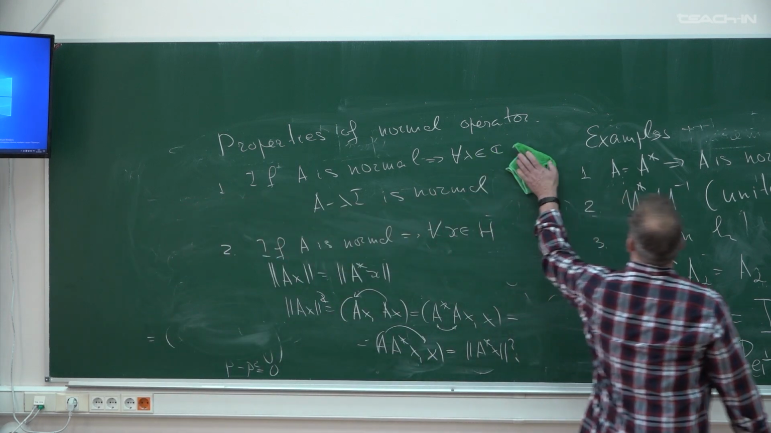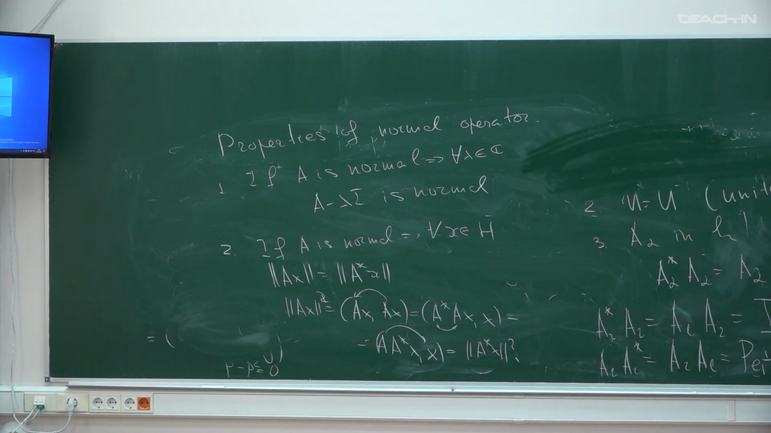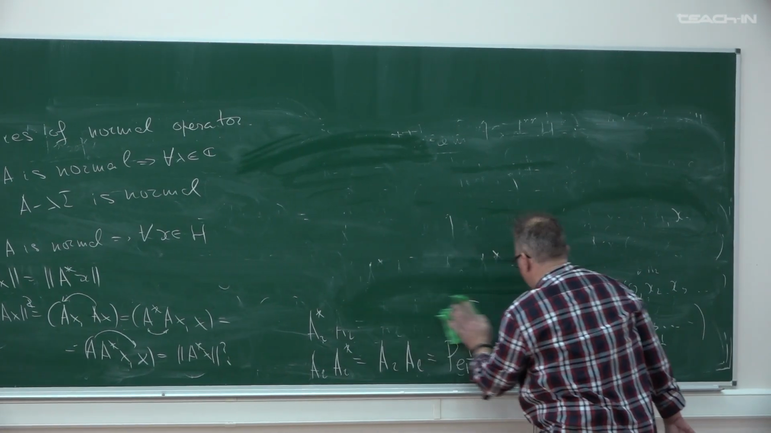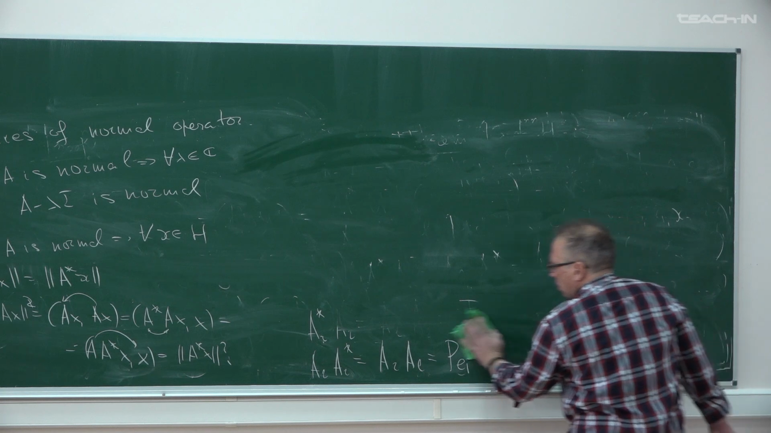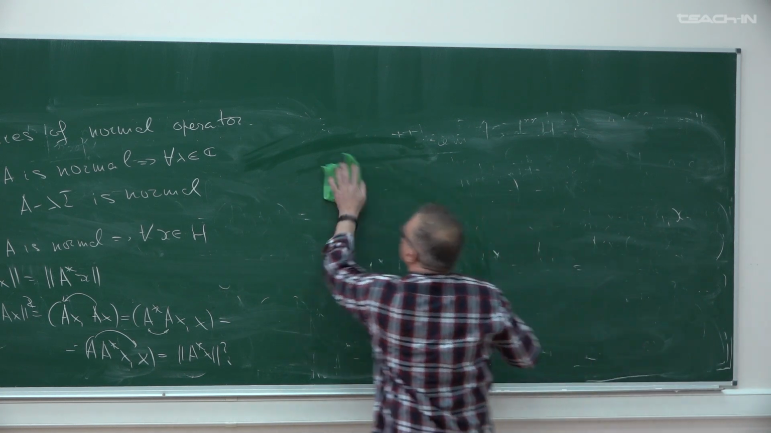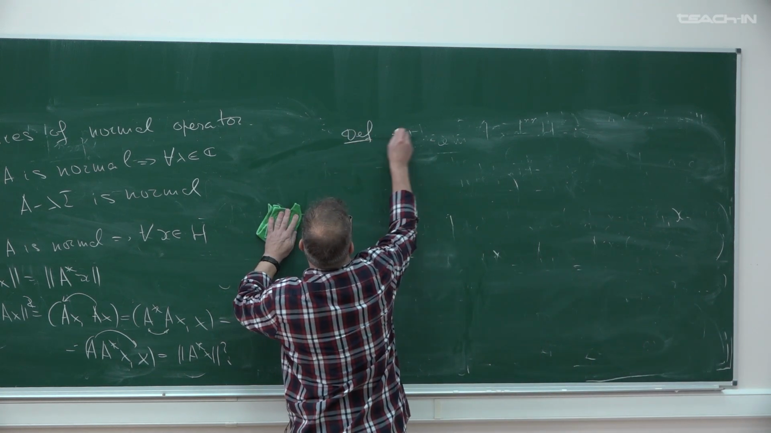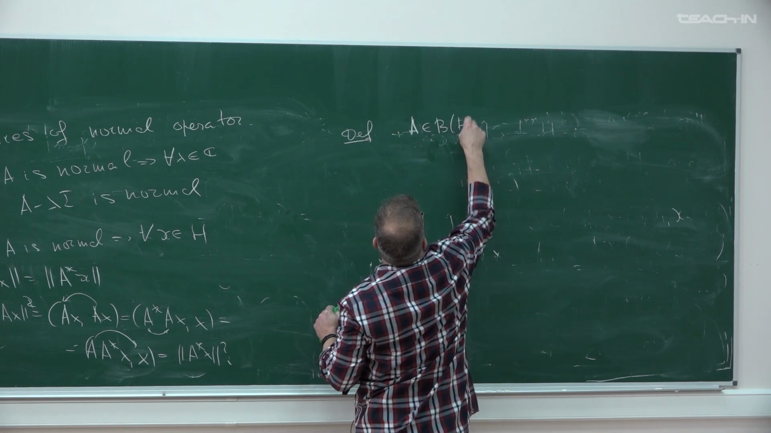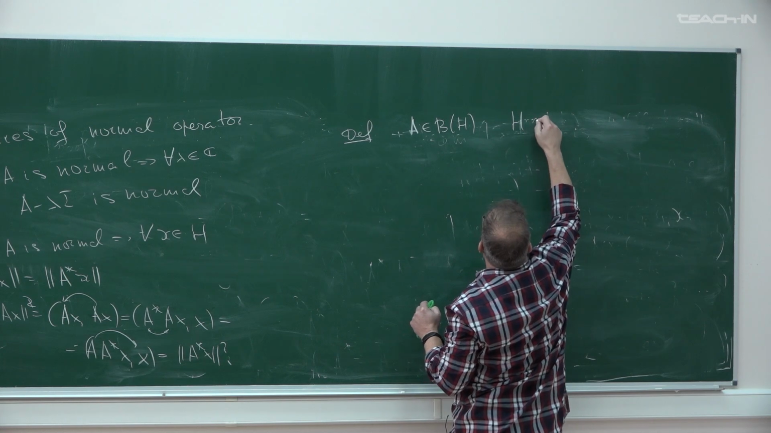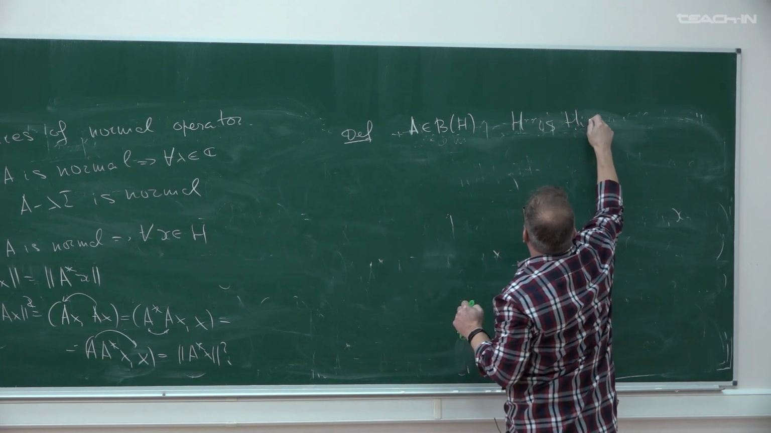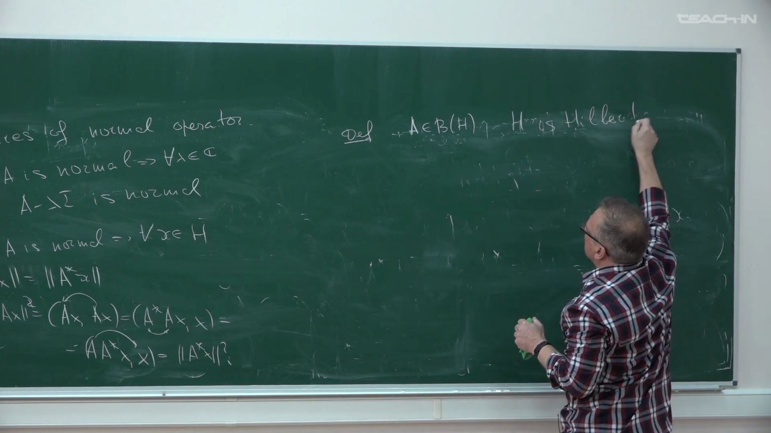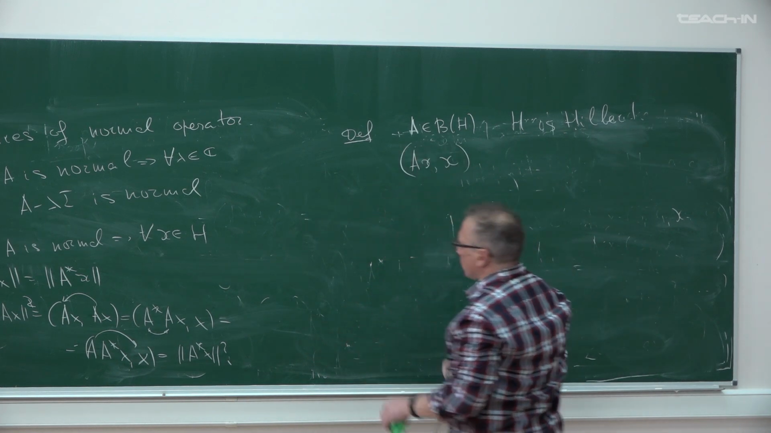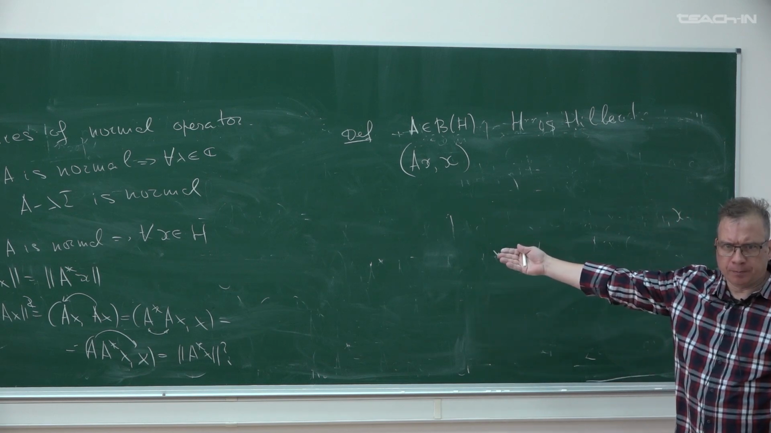And once more, let's consider the so-called self-adjoint operator. Of course, what is the definition? Let's consider a bounded operator in Hilbert space. It is the quadratic form of the operator.